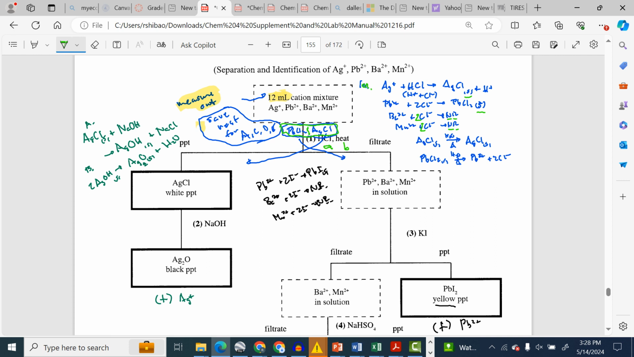And so what happens is the silver chloride gets converted into silver oxide. And silver oxide is black. And so we're going to convert the white PPT into black PPT by adding sodium hydroxide. If we get this black PPT, then that's a positive test for silver. And we're just going to test it inside the filter paper here. So you're just going to add it here and take a look. Did the color change for the solid PPT? All right, then we're going to go back over here.